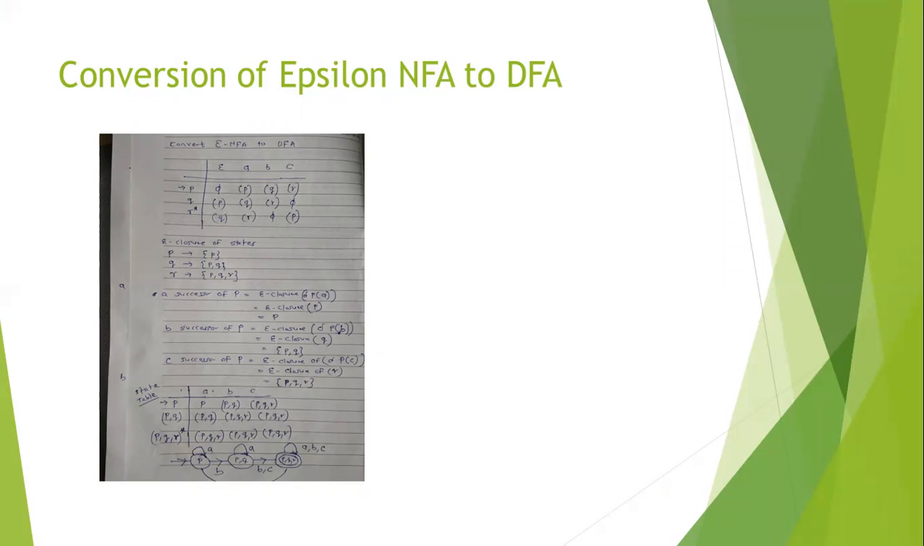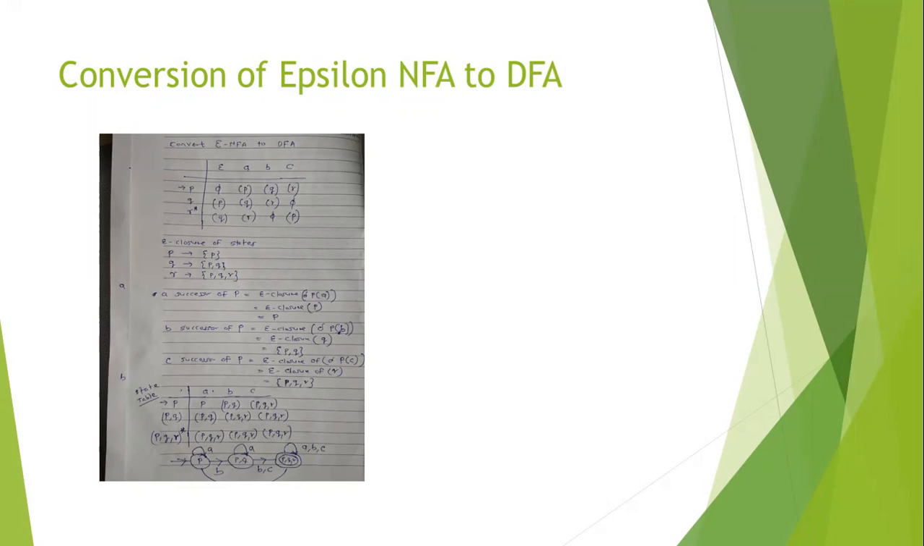Okay, so we can see P for the epsilon, it is going to phi state. P for the A input, it is going to P state. P for the B input, it is going to Q state. P for the C input, it is going to R state. So here we'll first find the epsilon closure of all P, Q, and R states. So P to epsilon is phi. So I can say the epsilon closure of P is P itself.